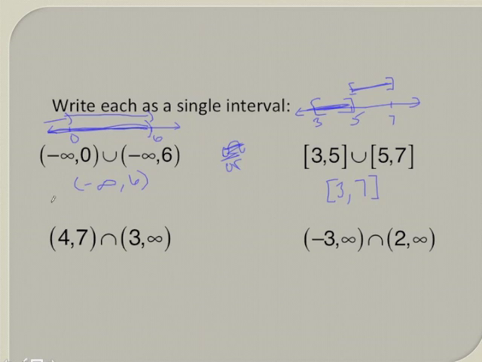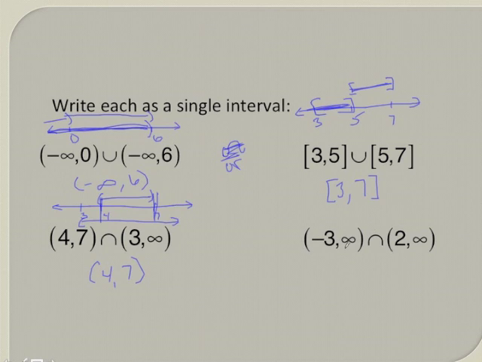These are intersections. We need to know where they overlap. In this one quickly, 3, 4, and 7. We have parentheses, 3 to 7, parentheses, 3 to infinity. Where do they overlap? Just this part, from 4 to 7, with parentheses, because 4 and 7 were with parentheses.